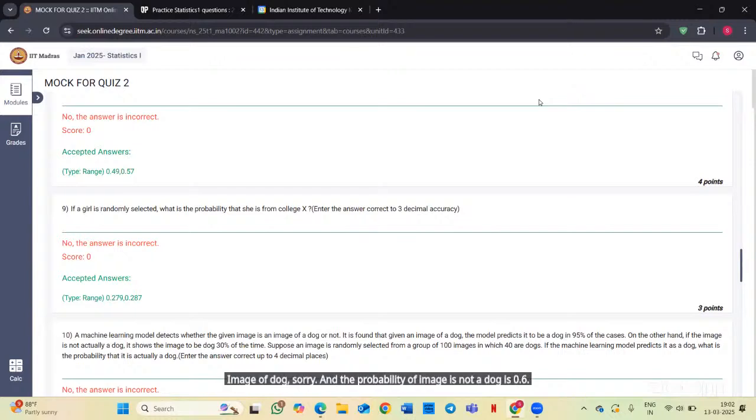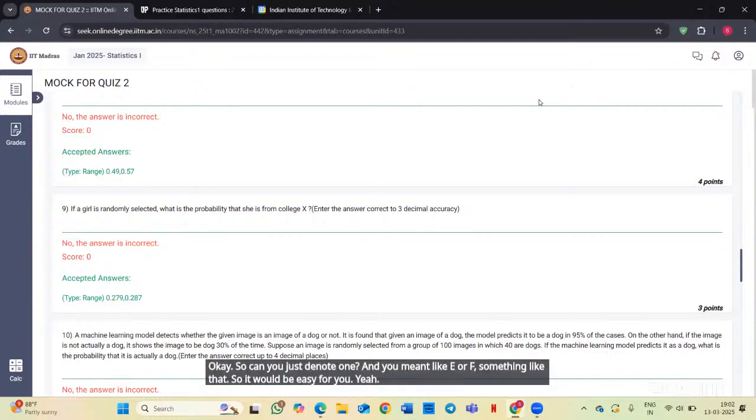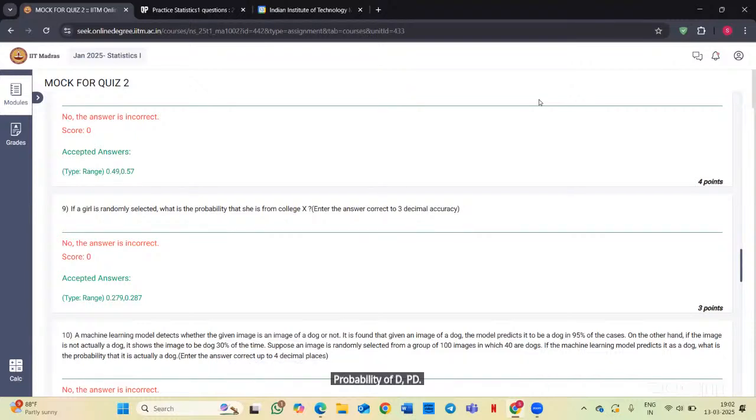Can you denote each event, like P(D) or P(F), something like that, so it will be easy for you? Probability of D, P(D), which means dog, and probability of N, which means not a dog.